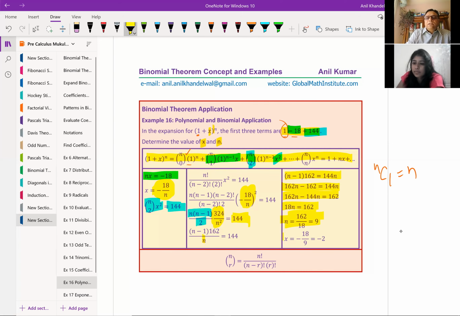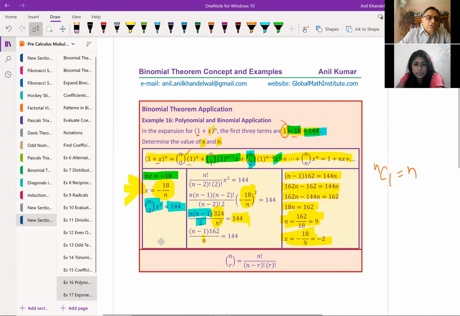Once you get 9, then you can substitute in your first equation and find the value of x also, which comes out to be minus 2 in this particular case. Is that clear to you? In this particular case, the x value is minus 2. Substitute minus 2 here for x, and to the power of n will give you these terms in the binomial expansion. So that is how we answer all these questions.